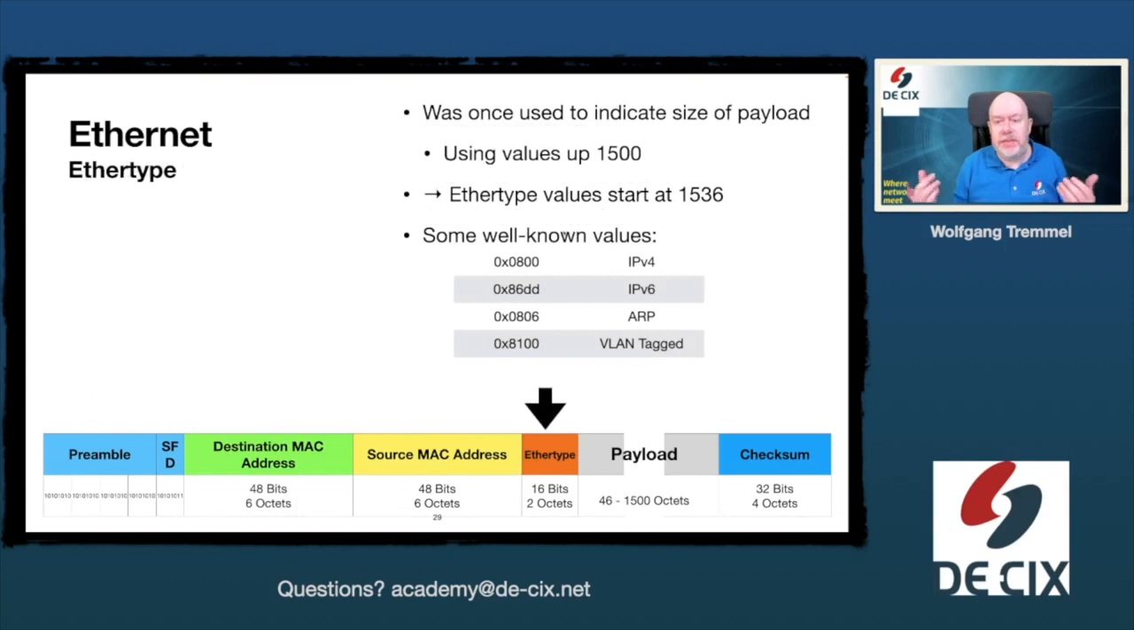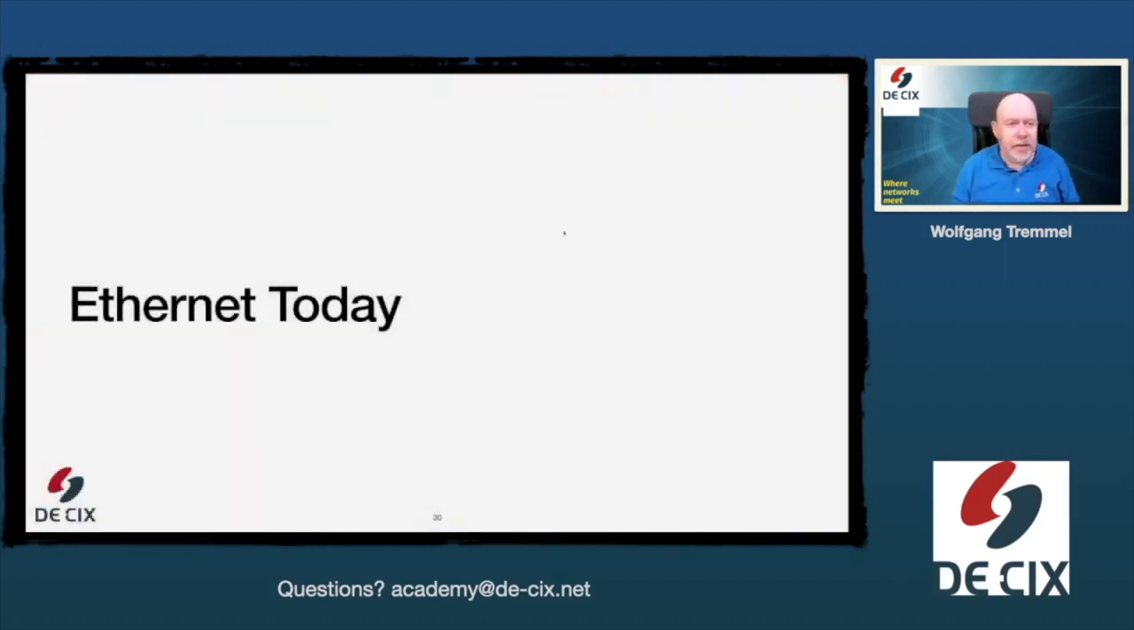The payload here is an example of some payload types like IPv4 and IPv6. If you want to have a look at what payload types exist, at the end of the slides, if you download the presentation, you can find a link to a table of ether types. That was the history of Ethernet and how it came into being and how it works.